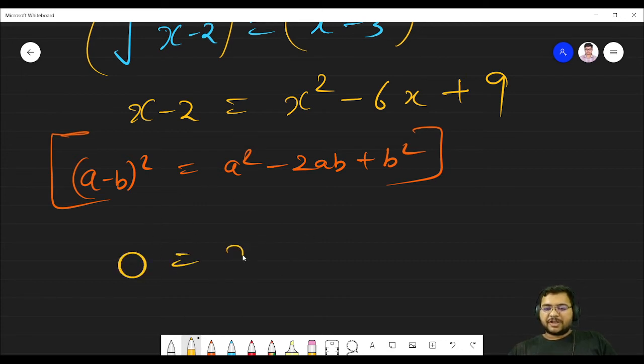Now here it is very simple. Bring all the terms to the right side, so it will become x square minus 6x. Now as I told you, we have to write the like terms together, so minus x will be written here, then plus 9 plus 2.